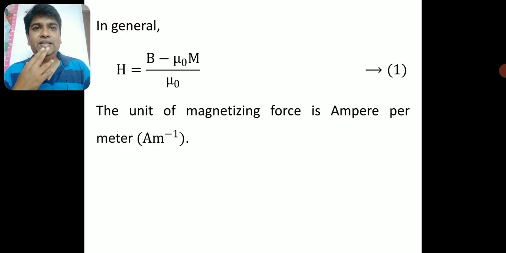Right, if I write this equation in general, I can write H equals B minus mu naught M, divided by mu naught, where mu naught is the permeability of free space. I'll define that later. So the unit of magnetizing force is ampere per meter.